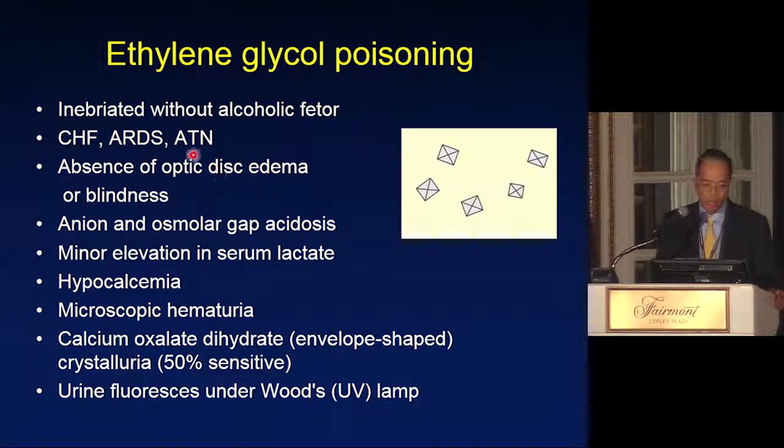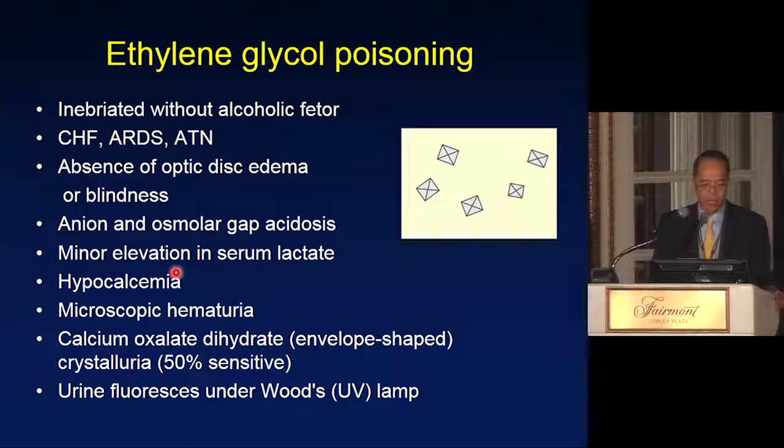Unlike methanol, which is a very closely related problem, ethylene glycol poisoning isn't toxic to the retina, so you don't get any eye changes. They have, as I mentioned, both an anion and osmolar gap acidosis. Oftentimes lactate is up a tiny bit, but don't be fooled by that. This is where knowing that a milliequivalent per liter of lactate contributes a milliequivalent per liter to the anion gap helps you determine someone has a little increase in lactate. That's not the explanation for a big anion gap acidosis.